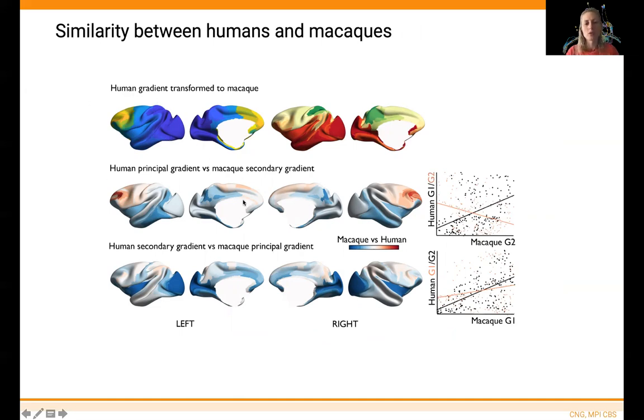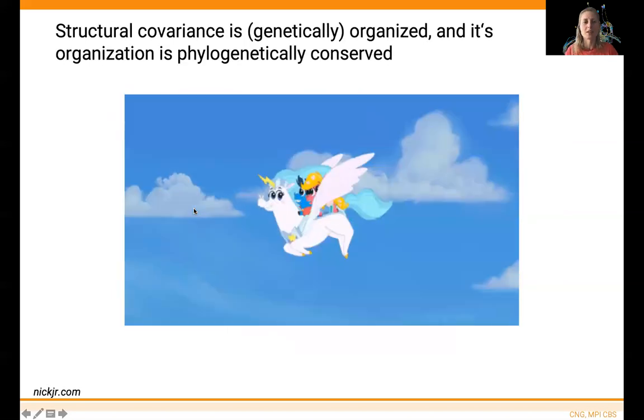And what I found is that the human principal gradient corresponded roughly to the macaque secondary gradient. So you see here there's a positive correlation between the macaque G2 and human G1, whereas between macaque G2 and human G2 there is a negative relationship, but this was not statistically significant. On the other hand, the human secondary gradient related to the macaque principal gradient. So cool, the gradient seems phylogenetically conserved, which is interesting, I guess.